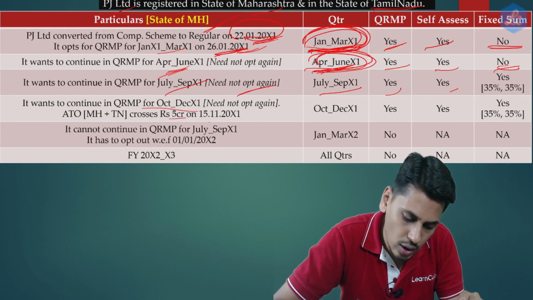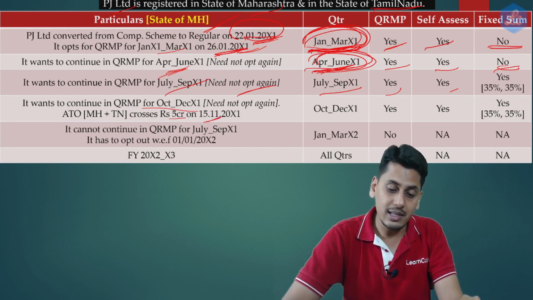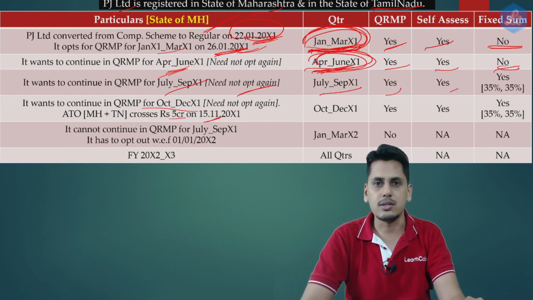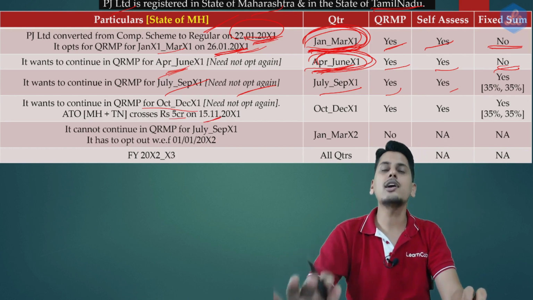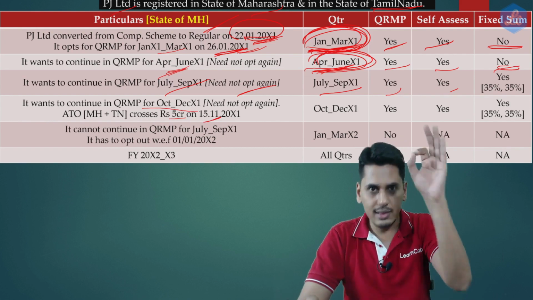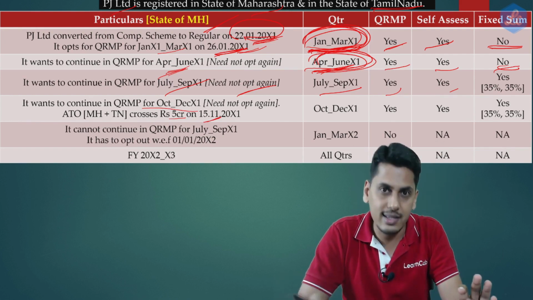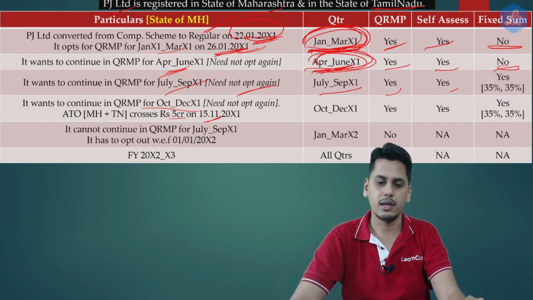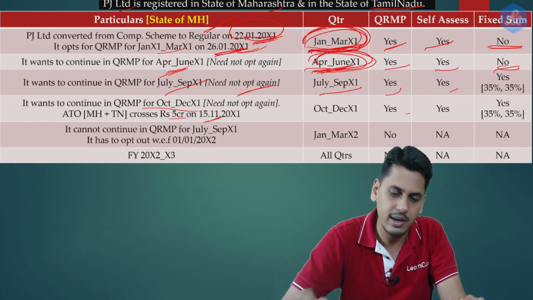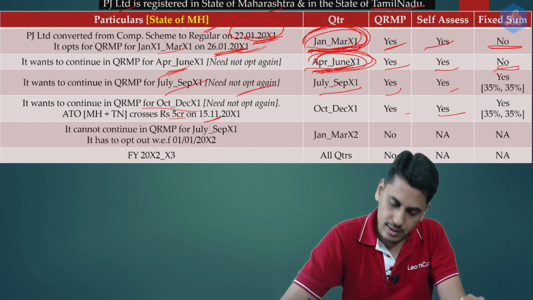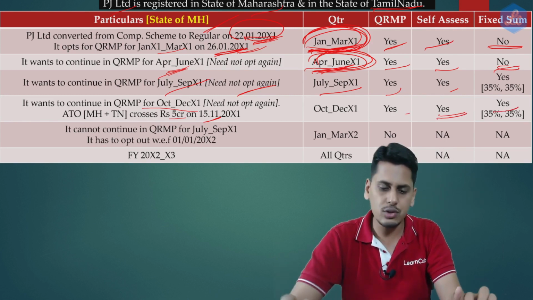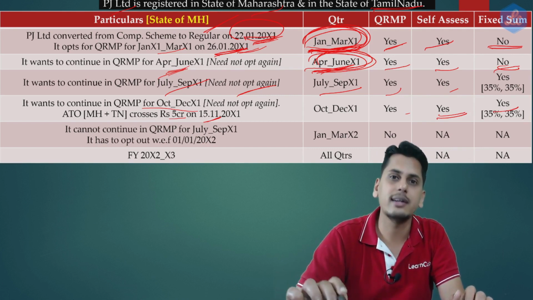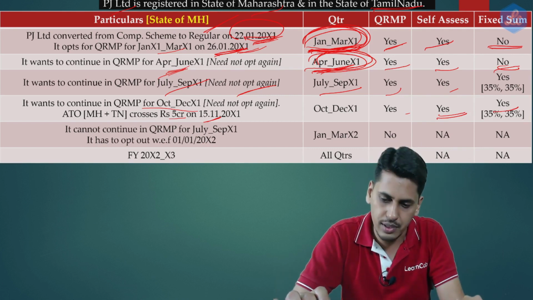So when it crosses on 15th of November, does it mean that he has to come outside the QRMP scheme midway? The answer is no. He can continue in the QRMP scheme for this quarter. In the current quarter, the aggregate turnover has exceeded 5 crores. From the next quarter onwards, he will not be eligible for QRMP scheme. So October to December, QRMP available, yes. Self-assessment, yes. Fixed sum also, yes, because he has got a return which is being filed for a complete tax period in the preceding tax period.